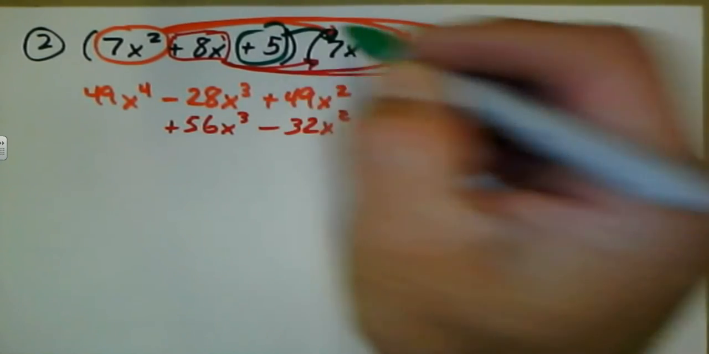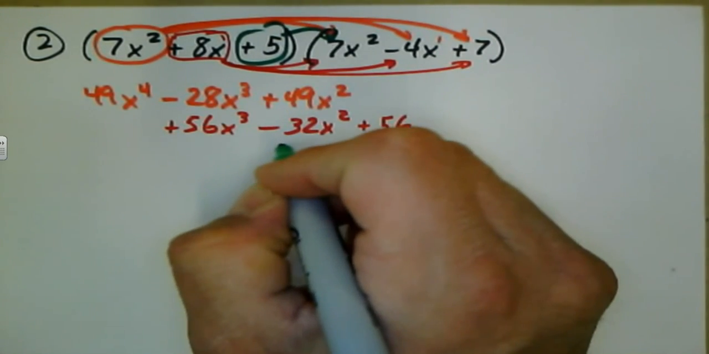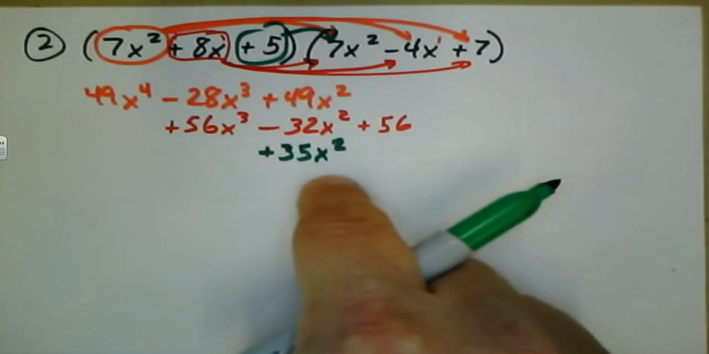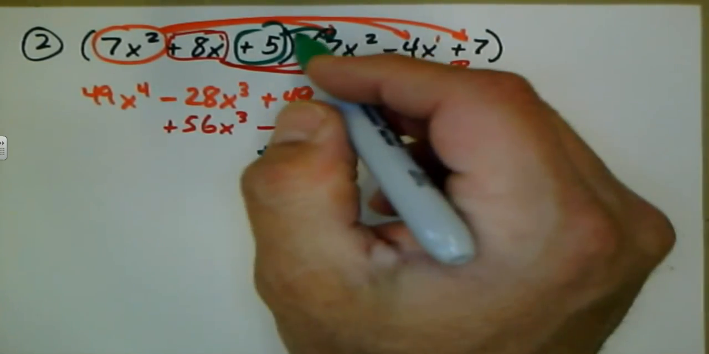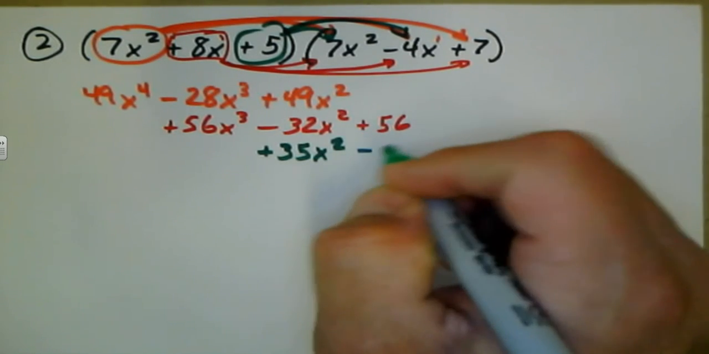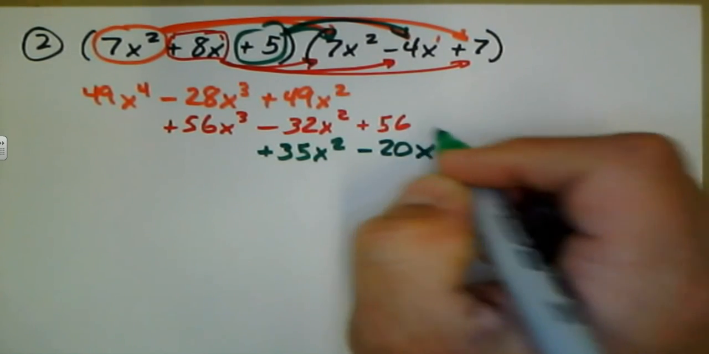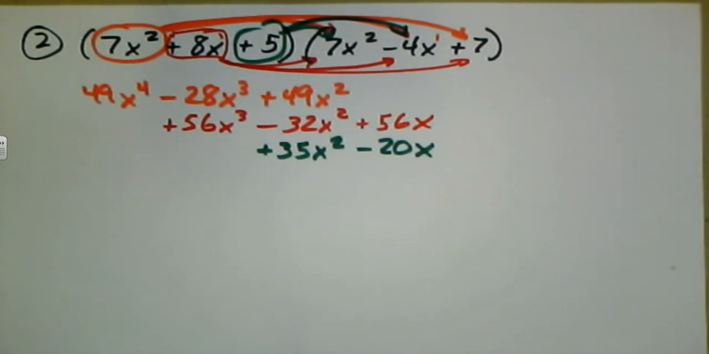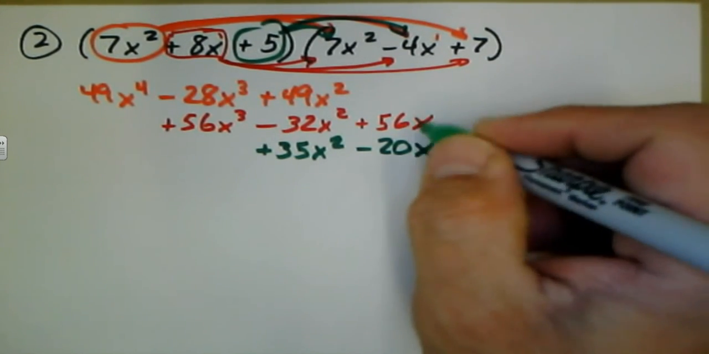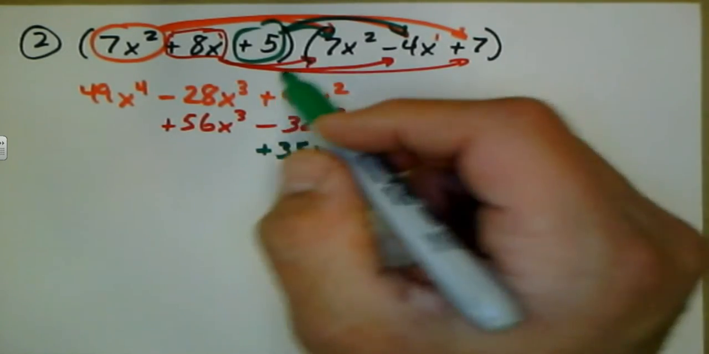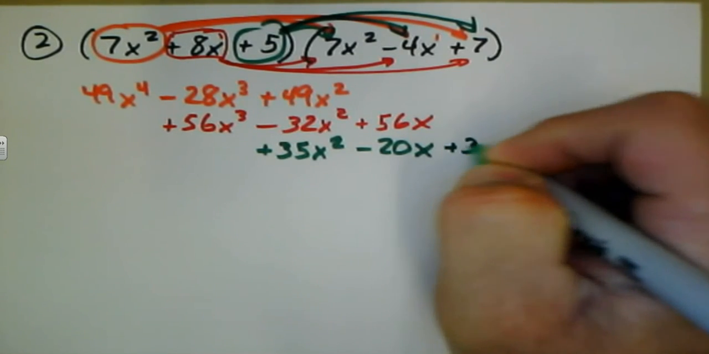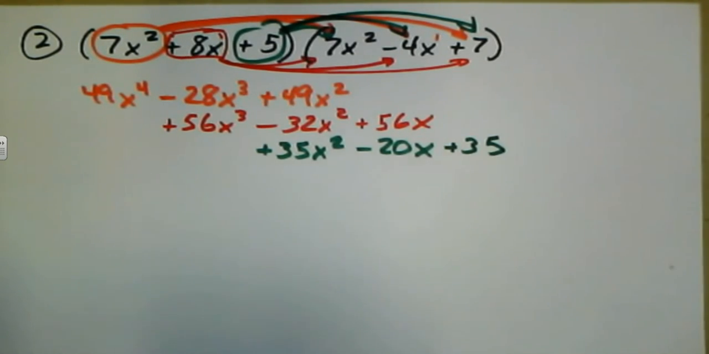Take that 5. 5 times 7, 35, x to the second. 0 and 2 is 2. Just keep dropping it down. 5 times negative 4, negative 20. Oops, that one was an x to the 1, by the way. Missed my x. But I noticed it because I know descending order, that should line up. And 5 times 7, 35. That one does not have an x because no x and no x.